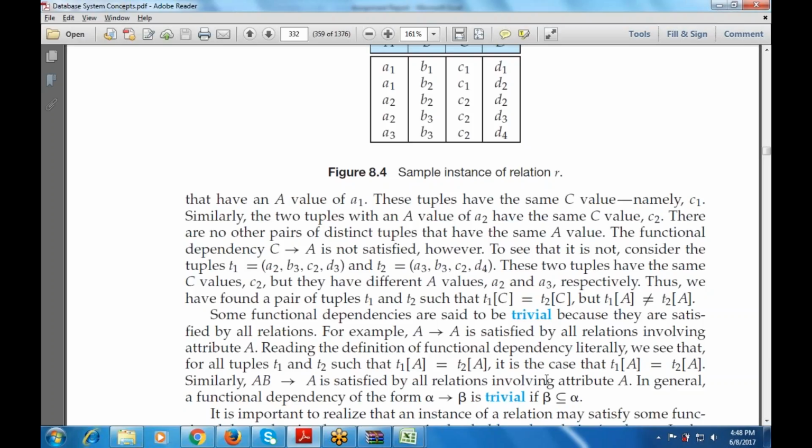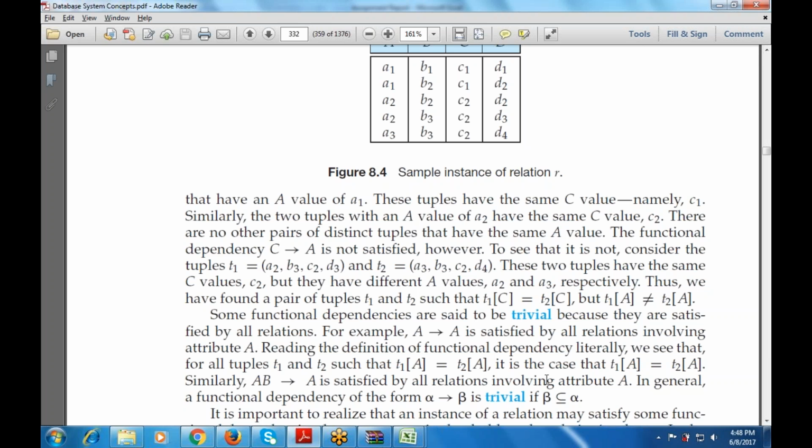Some functional dependencies are said to be trivial because they are satisfied by all relations. This is satisfied by all relation instances, by reading the definition of functional dependency literally: for all tuples t1 and t2, such that t1[A] is equal to t2[A].